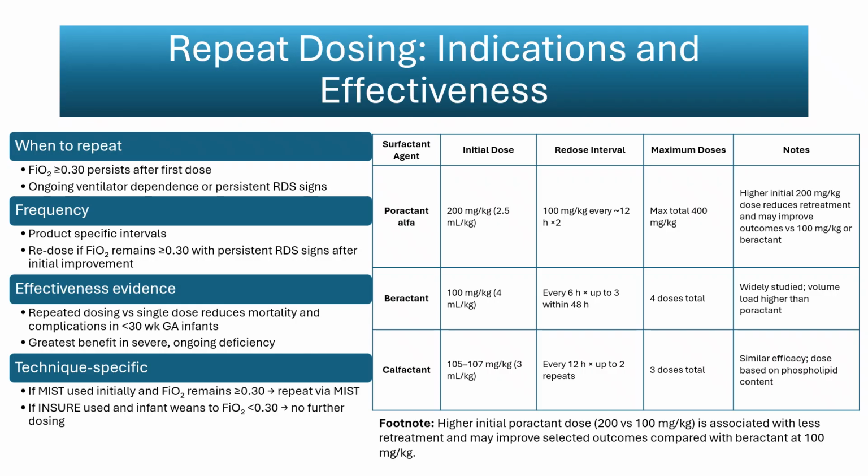Evidence shows that multiple doses, compared with a single administration, reduce mortality and complications in infants born before 30 weeks, particularly when deficiency is severe and ongoing. Technique matters as well. If the first dose was delivered with minimally invasive surfactant therapy and oxygen remains high, repeating through the same method is reasonable. If the infant stabilizes after an INSURE dose and oxygen requirements fall, further dosing is often unnecessary. Clinically, the principle is to redose only when deficiency persists, balancing efficacy with the risks of repeated airway manipulation.